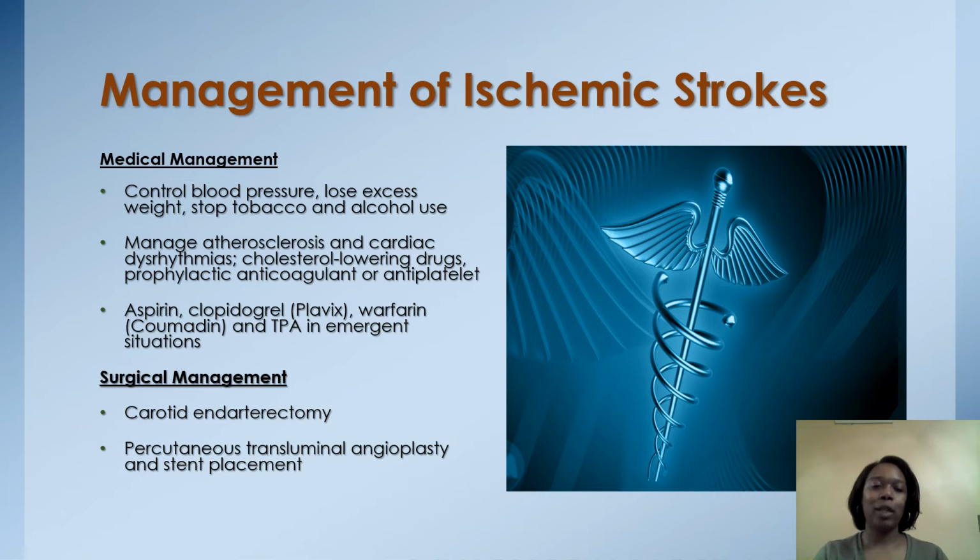Some examples of these medications are aspirin, Plavix, Coumadin, and TPA, which is an emergent drug that is used to manage a CVA within the first 3 to 4.5 hours, and we'll discuss that in more depth shortly. Also, surgical management is an option as well. So angioplasty and stent placement, as well as removing of a clot from the carotid artery may be an option as well.